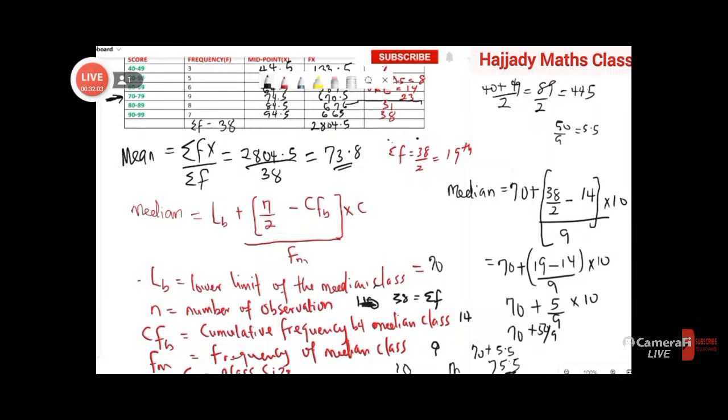One thing you observe with the median is that the value you get here must fall within this range from 70 to 75. If it falls outside this range, it shows that your answer is wrong. So you can see that the median is somewhat greater than the midpoint, which is 74.5.